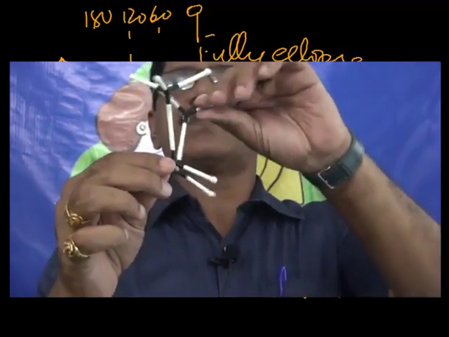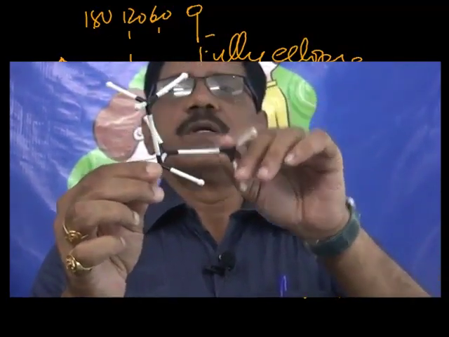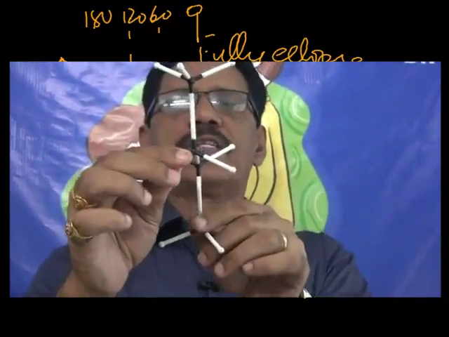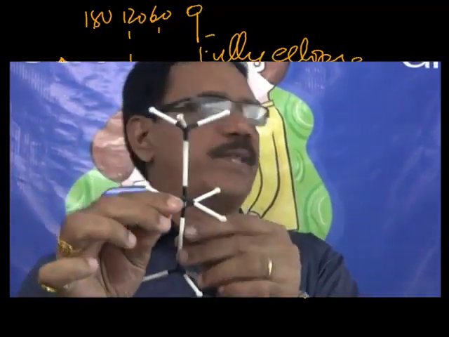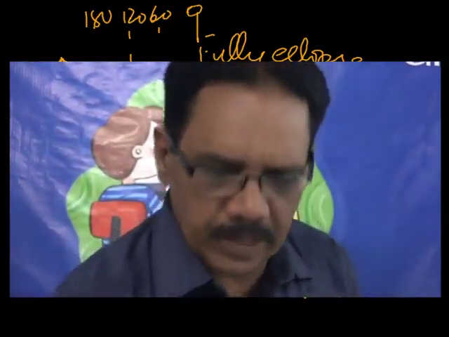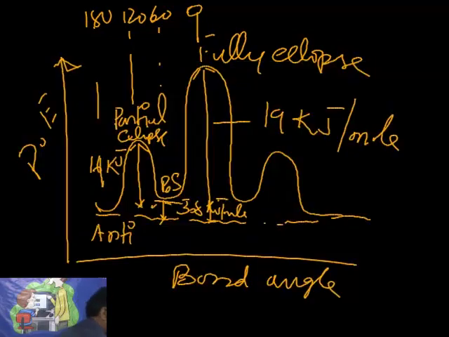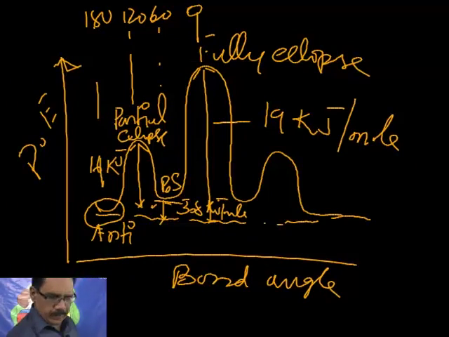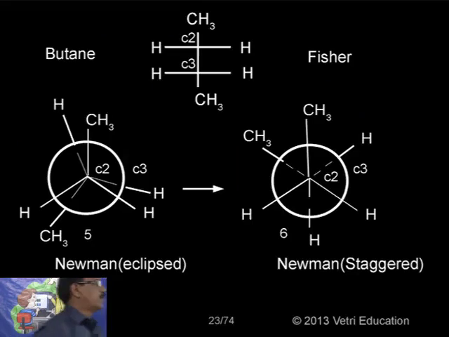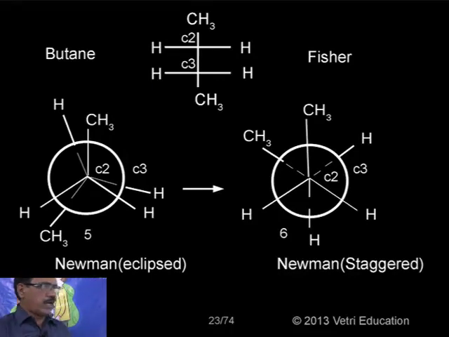Out of this, let me show you now: this is fully eclipsed, partial staggered, partial eclipsed, and fully staggered. The fully staggered is called anti-conformation, which is more stable, that is the lowest energy, highly stable. This is the important information I want to give. Okay, so this is the way Newman has projected for ethane, propane, and butane.